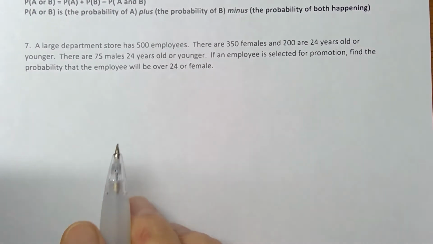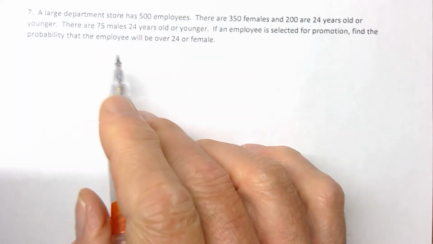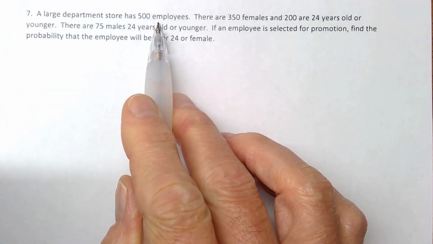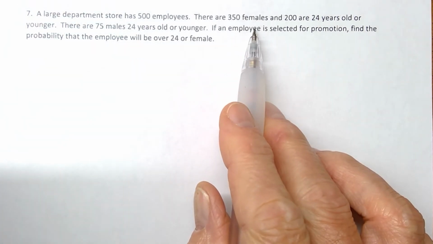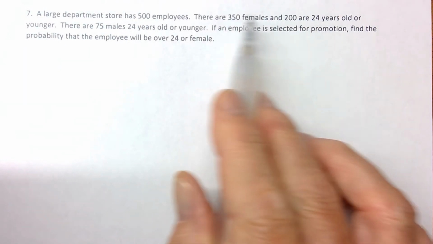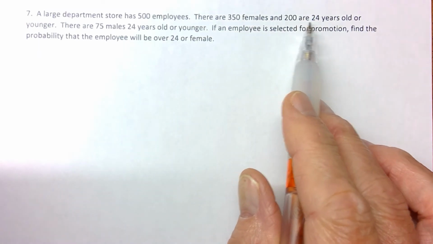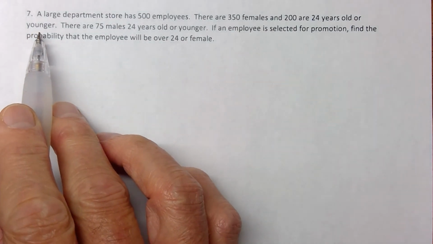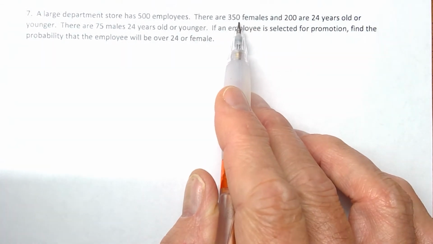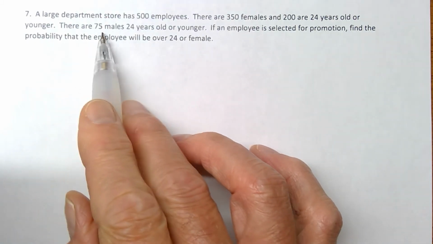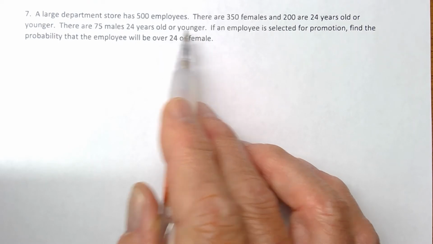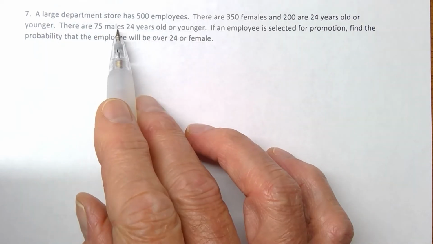All right, I want to show you a couple more here that are not deck of cards problems. So a large department store has 500 employees total. There are 350 females. Okay, so out of these 500, 350 are females. And 200 of these females are 24 years old or younger. Let's just call those young, all right? So 200 of these 350 females are young. There are 75 males, 24 years old or younger. Let's call them young. So there are 75 young males.